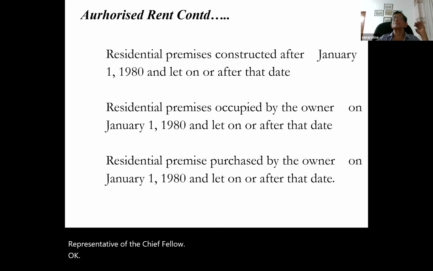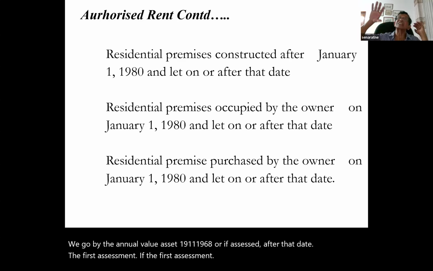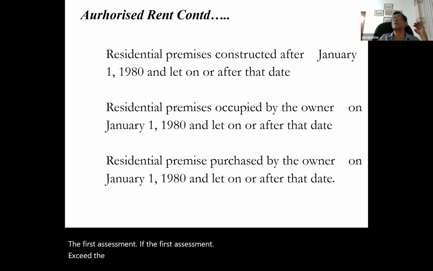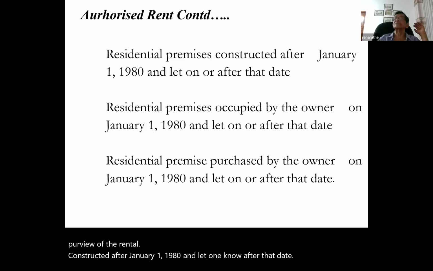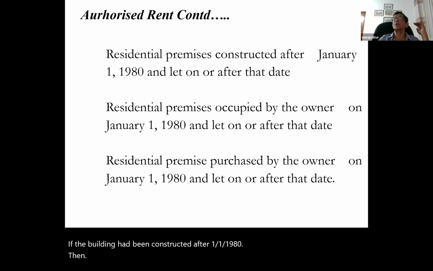Then commercial properties, we go by the annual value as at 1968, or if assessed after that date, the first assessment. If the first assessment exceeds the relevant amount, those properties are exempted, not coming within the purview of the Rent Act. Residential premises constructed after January 1, 1980 and let on rent after that date. If the building had been constructed after 1/1/1980, then such buildings are exempted. Rent board does not apply. What's the criterion? How to determine?